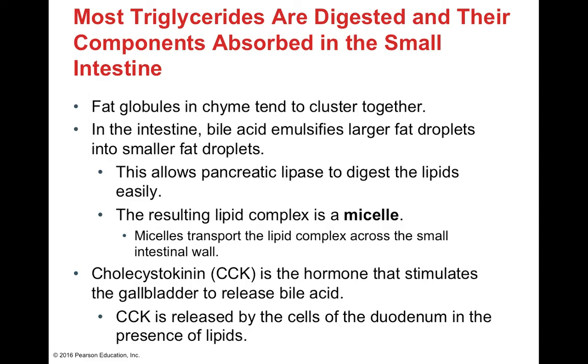Now, there's a hormone known as cholecystokinin, or CCK, and it's going to be a hormone that's responsible for stimulating the gallbladder in order to release the bile acid. Okay, so bile acid, remember, that's what's responsible for emulsifying the larger fat droplets into smaller fat droplets so that pancreatic lipase can break those lipids down. And again, it's going to be under control of CCK. And CCK is going to be released when lipids are present.